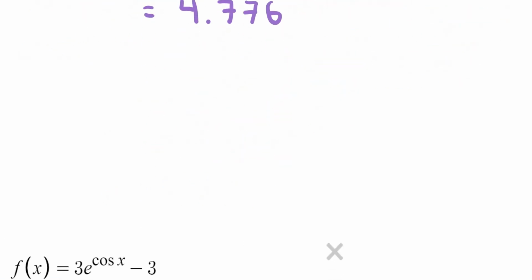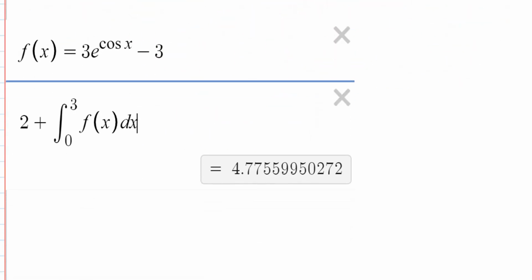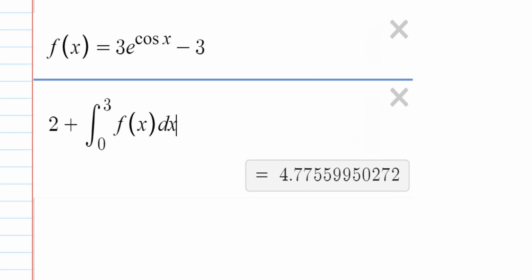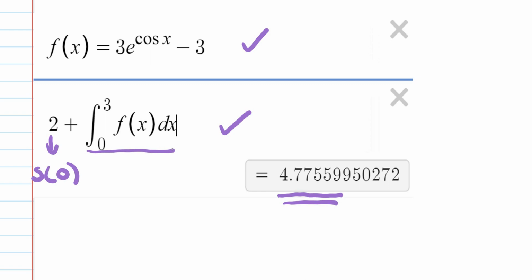And if you are on Desmos, this is another way where you can just input this information and get the answer, 4.776. So define f(x) as your velocity function, and then just use your final position formula there. So this right here is really s(0), right? And this right here is your displacement. Okay, that's it for that particular question.